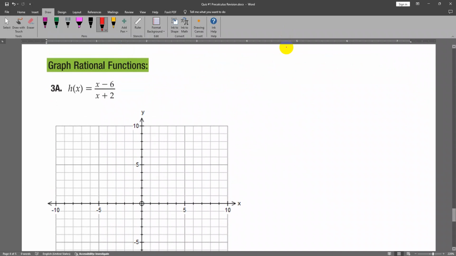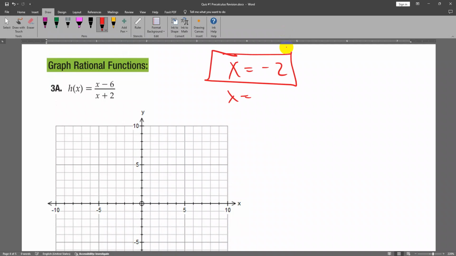Okay, we need to graph this function. At first, let's get, of course, the domain. Sorry, x is equal to negative 2 is a vertical asymptote. And we have, sorry, y is equal to 1 as the horizontal asymptote. And this is our start. So x is equal to negative 2, we will make a vertical asymptote like this. And at y is equal to 1, we will make a horizontal asymptote like this.